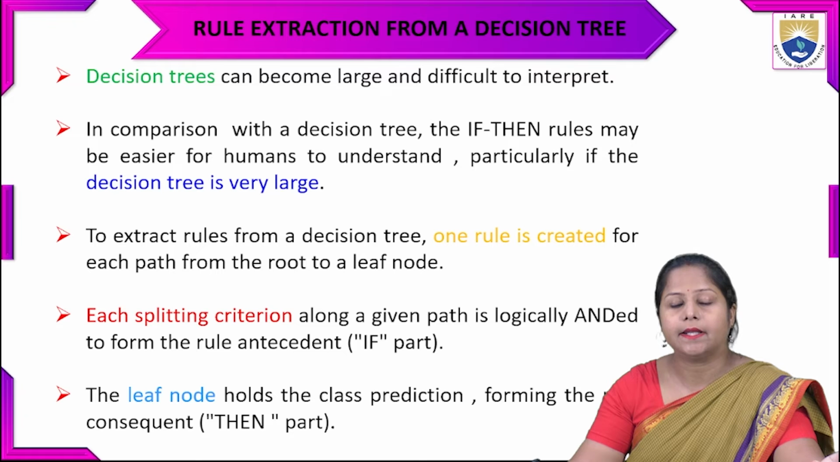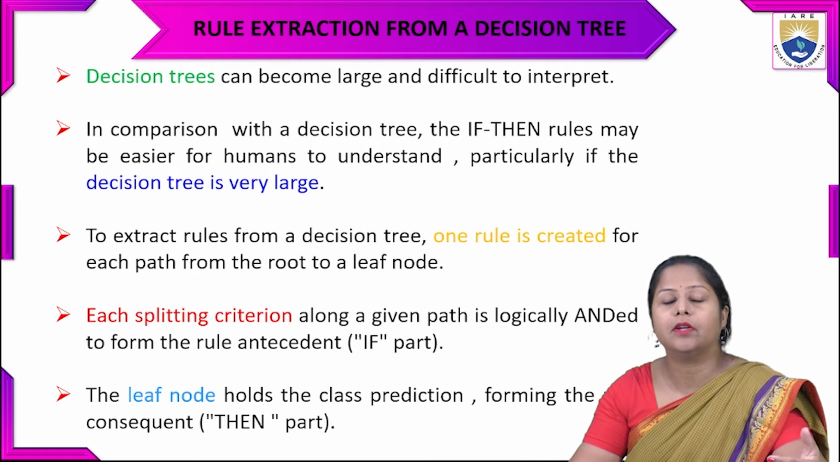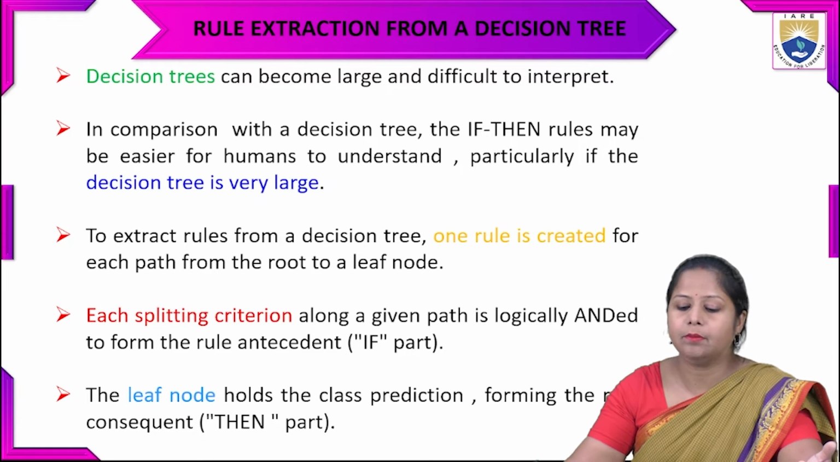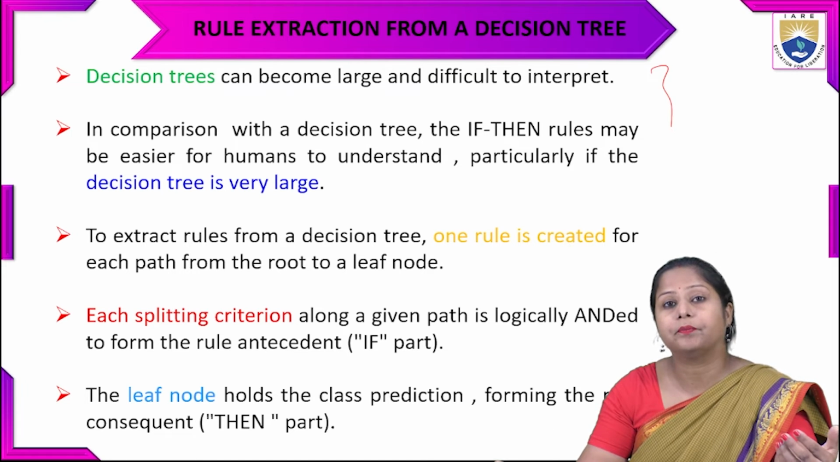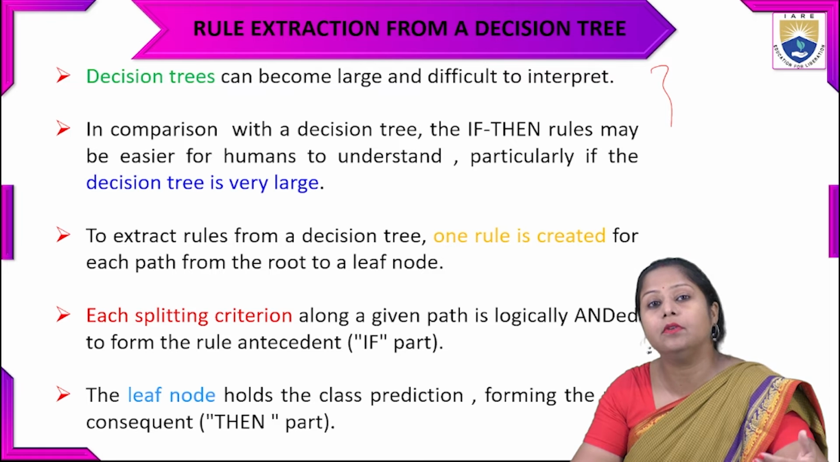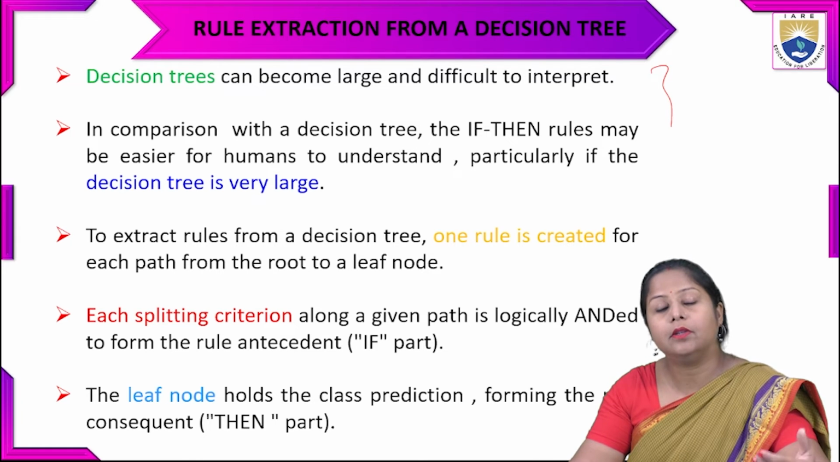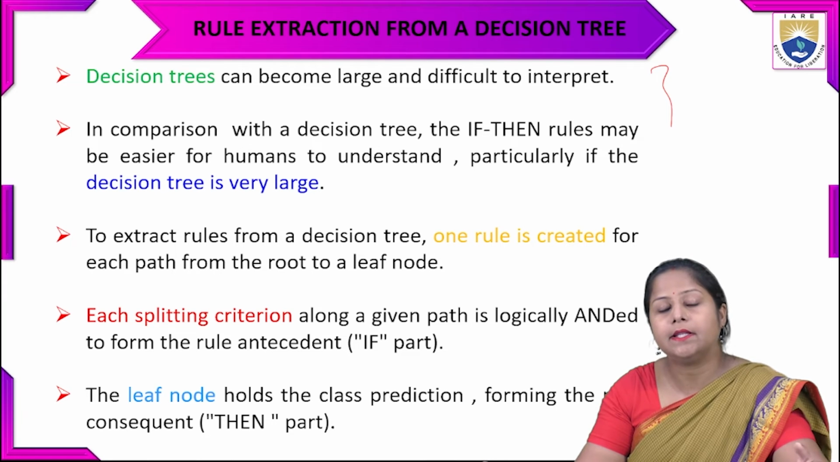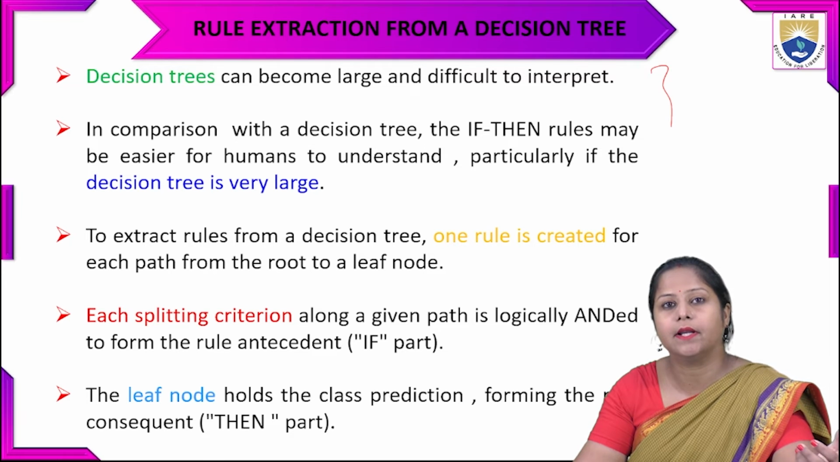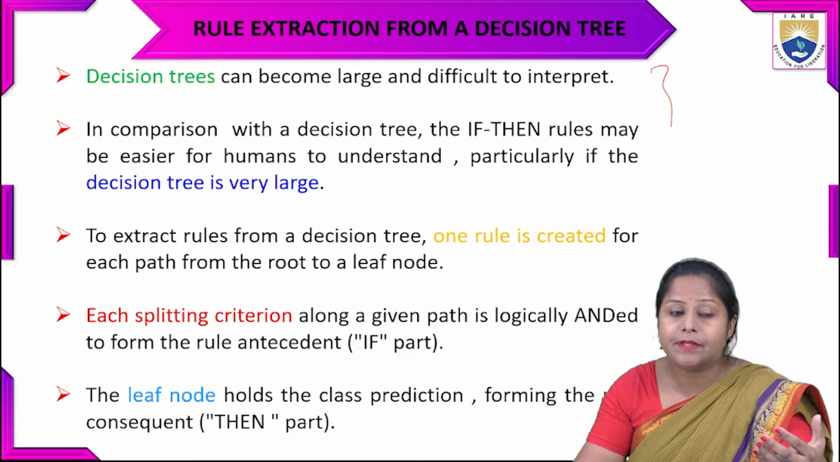Now the decision tree: we are going to look at rule extraction from a decision tree. The decision tree can become large and difficult to interpret. While classifying, we can use the rule-based classifier. When the decision tree is large, we write if-else rules for it, because the rule-based classifier is very easy to use.